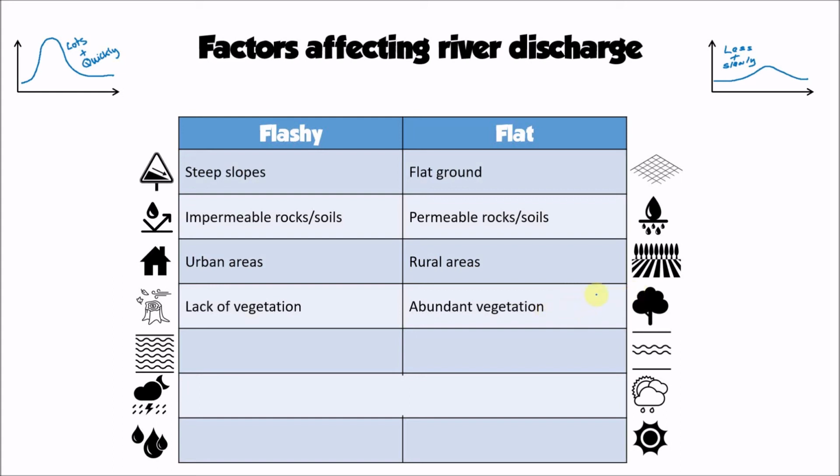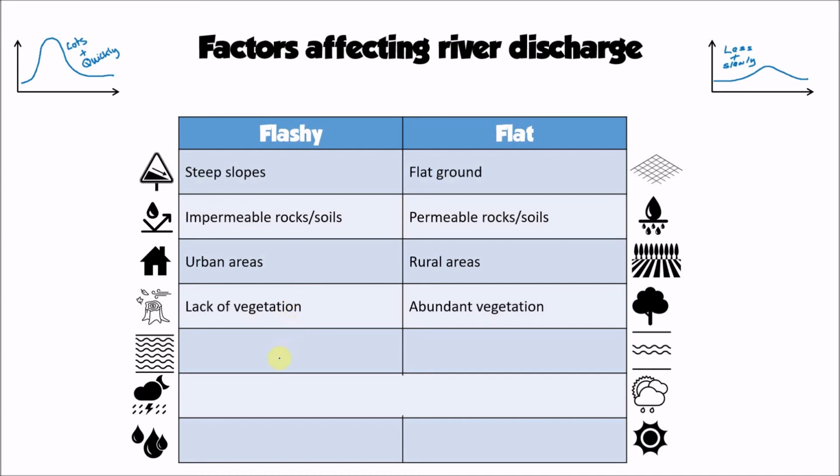Trees also perform another important function in that they hold the soil together, so their roots bind the soil together and increase its capacity to store water, and they also help to return some water back to the atmosphere through transpiration. Where we don't have those trees, that lack of evaporation and transpiration and interception means that we're much more likely to get a flashy hydrograph.